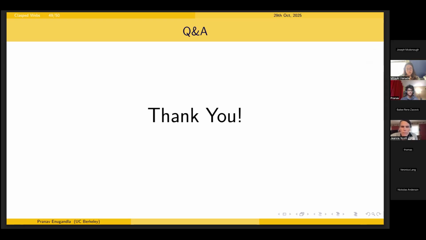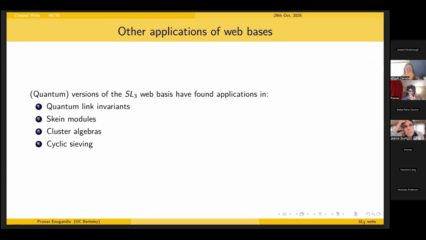I also have a quick question. For your last slide, you have this list of why people like web bases, but how in particular are these clasped web bases? These all seem to be statements about general web bases, so is anything about the clasped web bases particular to any of these?